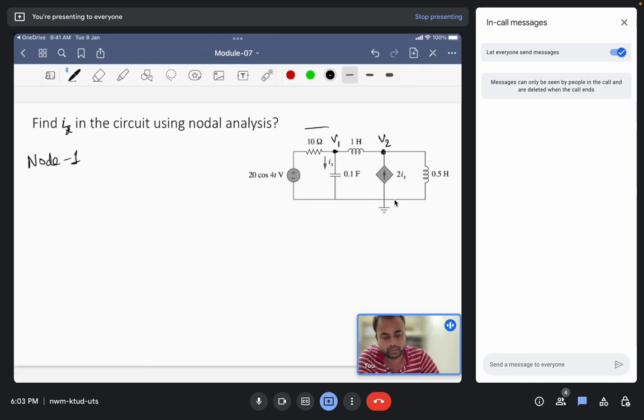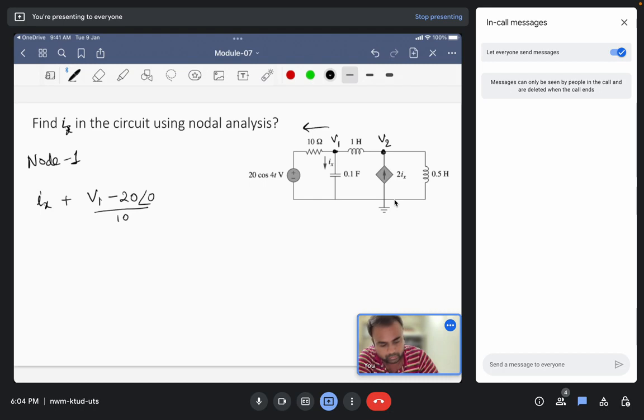For node 1, let us say that the current moves away from the node. There is a current Ix that is flowing away from the node. We can write that as Ix plus the difference between the potentials. Current will always flow from high potential to low potential, so we assume V1 is high potential. So V1 minus 20. We can write this 20 cos 4t in phasor term as 20 angle 0, so the phase angle here is 0, divided by the resistance. A 10 ohm resistance is connected in between.